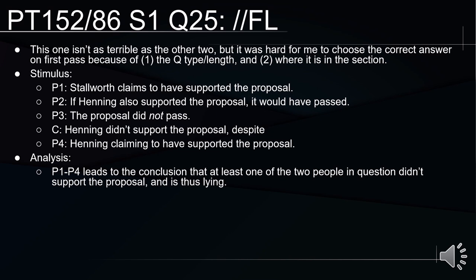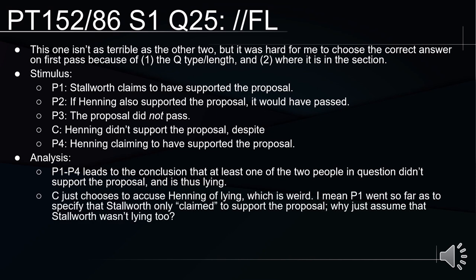If both of them had done what they said, premise two tells us that it would have passed, and premise three reveals that it did not pass. So we know that one of those two people isn't being truthful here. The weird thing is that the conclusion just chooses to accuse Henning of lying, which I find strange.